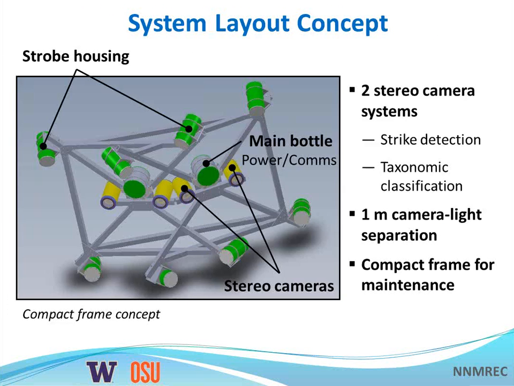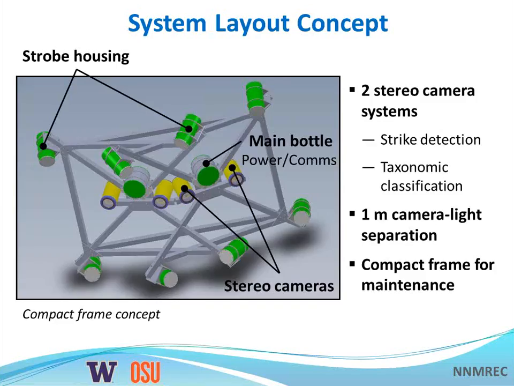So what does this all look like when we think about putting this together? What you're seeing here is a conceptual layout of the stereo camera system. We're talking about 2 stereo camera systems being deployed for monitoring. One camera system will look across the turbine rotor. That is the best chance of getting a lateral image of a fish, which is your best chance for taxonomic classification. A second camera system would look at the turbine face, which has the best chance for strike detection, but the worst chance of taxonomic classification.